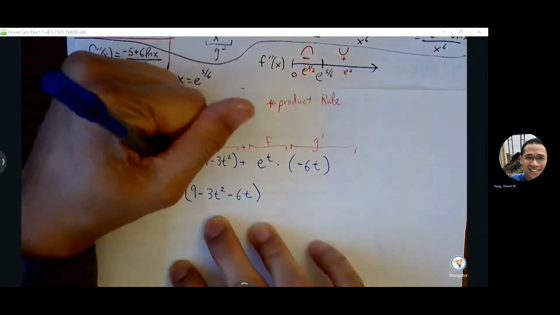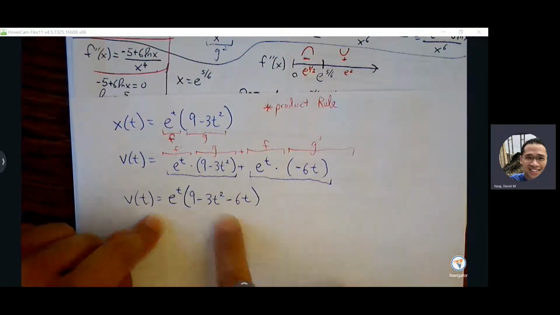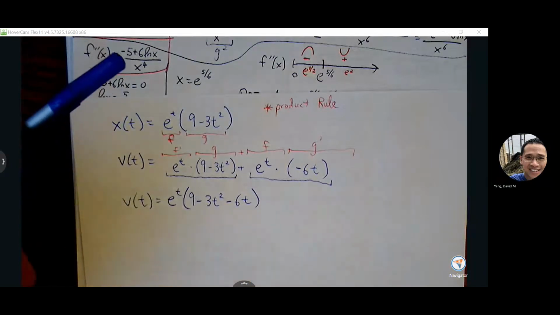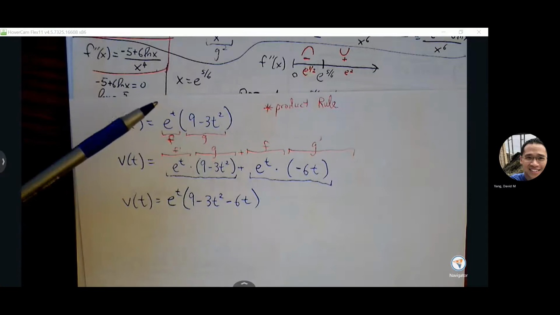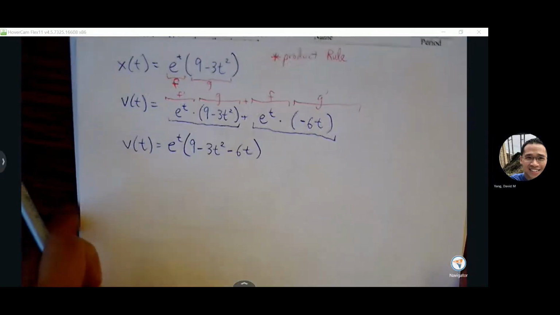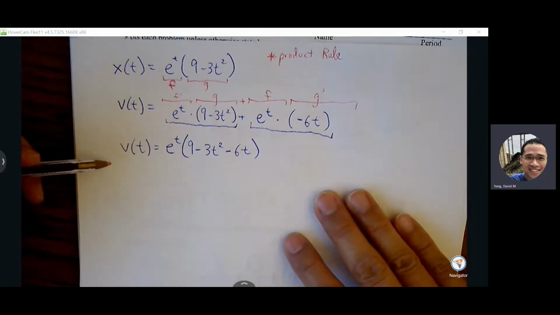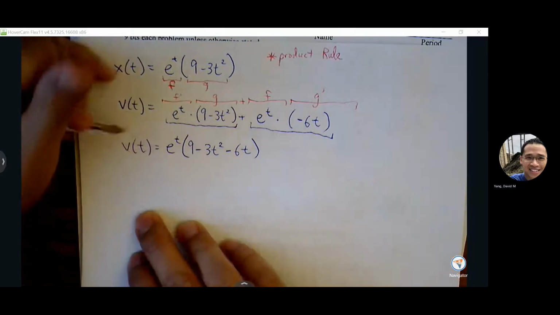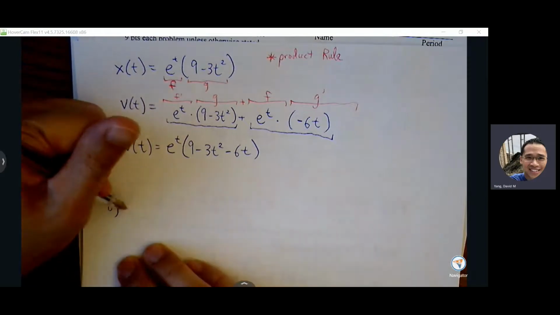All right, I'm just looking to speed things up a bit. I got two terms, common factor I can pull out. Okay, we'll come back to this. Part B, find a of t, acceleration. So we go through product rule again.